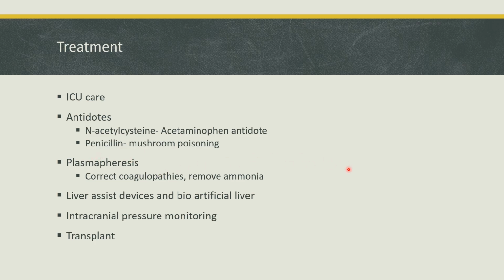We might have to do some plasmapheresis. So plasmapheresis is when we remove the patient's plasma and then we replace it with albumin. Okay, because this plasma is going to contain a lot of our toxins and our ammonia. They can have a bioartificial liver. So it would be like hemodialysis, but just for what our liver metabolizes. We don't do that in Great Falls. They might have to be on some intracranial pressure monitoring, especially if they have a really high ammonia level, are super encephalopathic, and then eventually might just need a liver transplant.